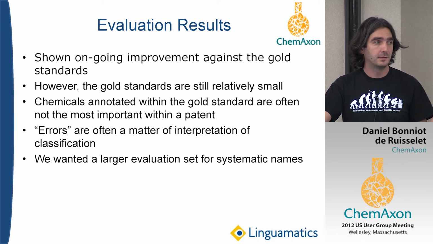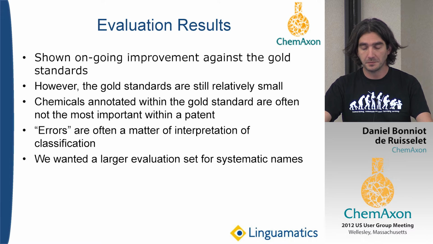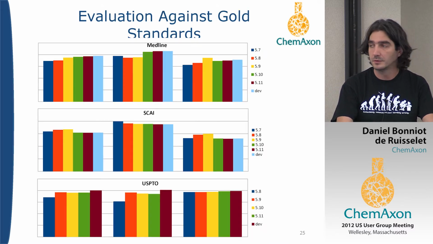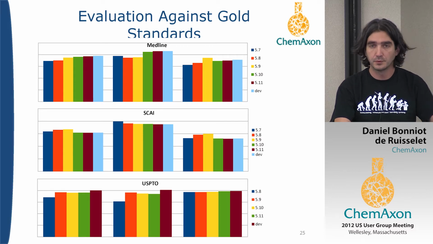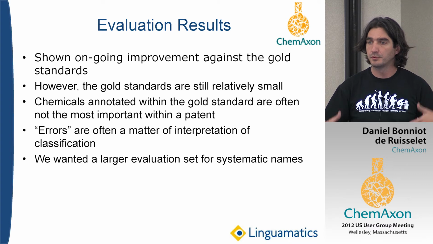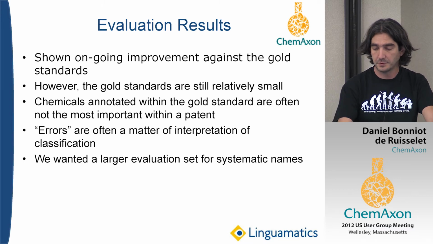And the problem is that because this is done manually, it's a lot of work to get a relatively small amount of names. In this corpus, we have, I think, a few hundred names. So it's useful to find some cases, but it's not really useful to drive improvement of the systematic algorithm. And so we wanted to have a larger evaluation set for the systematic names.